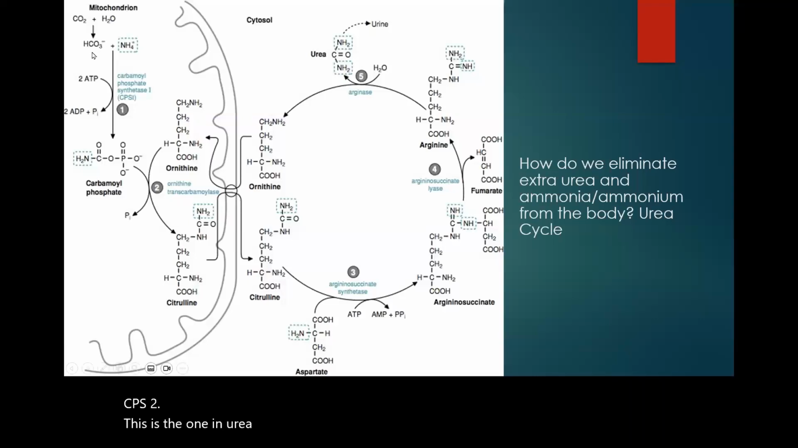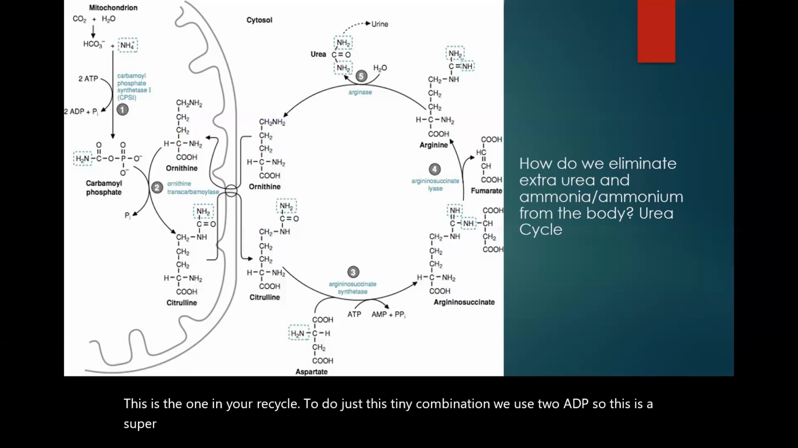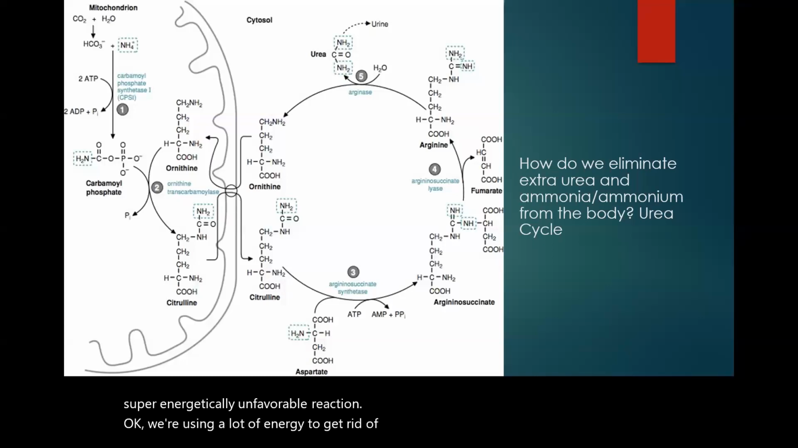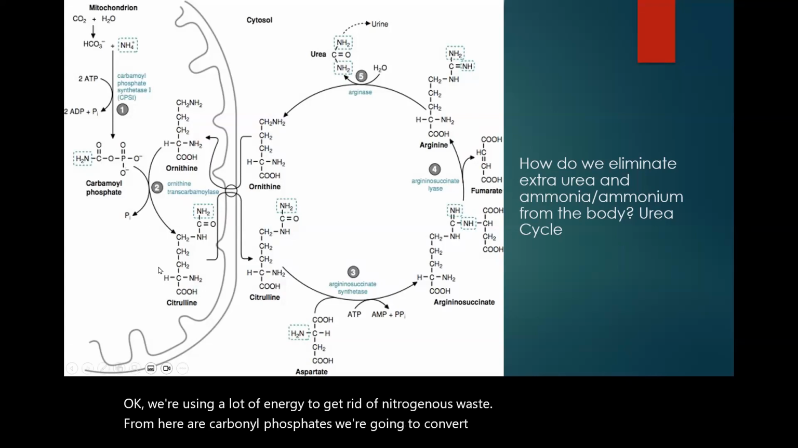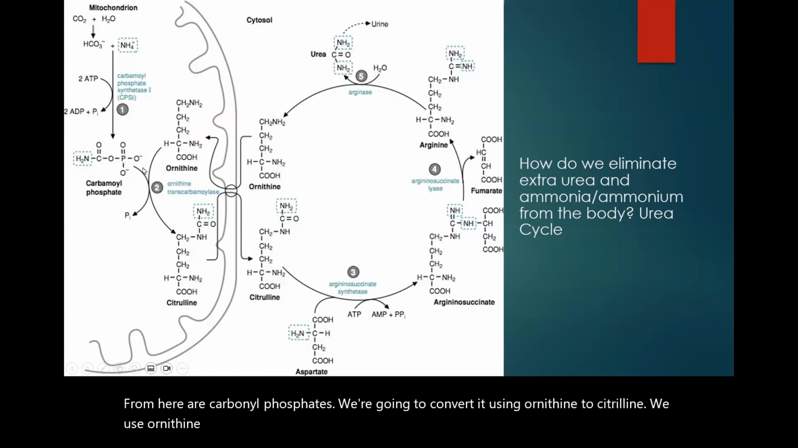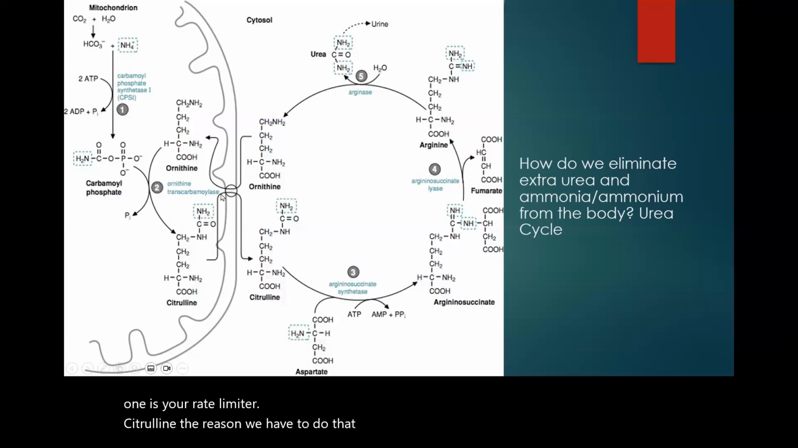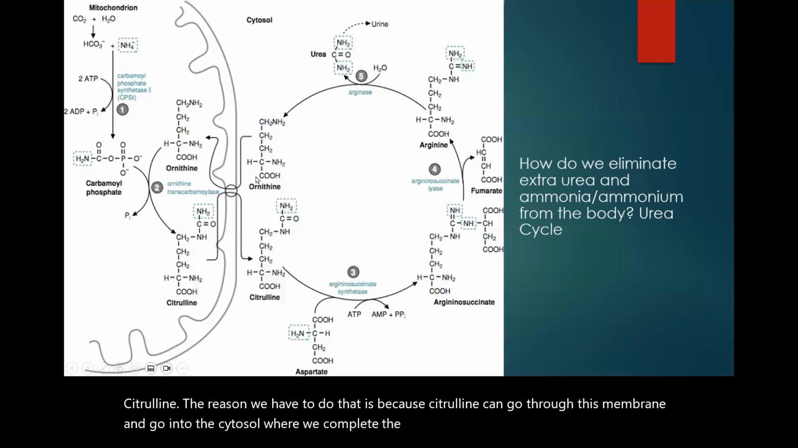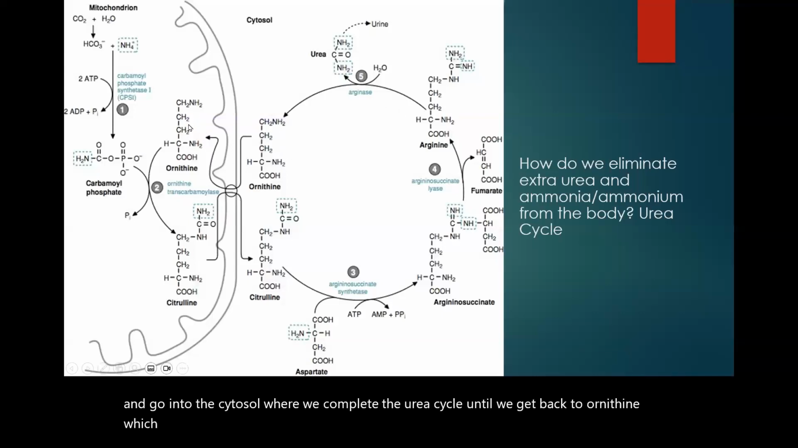To do just this tiny combination, we use 2 ATP. So this is a super energetically unfavorable reaction. We're using a lot of energy to get rid of nitrogenous waste. From here, our carbamoyl phosphate, we're going to convert it using ornithine to citrulline. We use ornithine transcarbamylase. This is not the rate limiting enzyme. CPS1 is your rate limiter. Citrulline, the reason we have to do that is because citrulline can go through this membrane and go into the cytosol where we complete the urea cycle until we get back to ornithine, which can go back into the mitochondria.